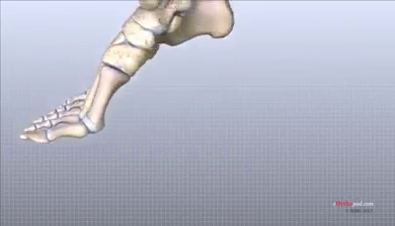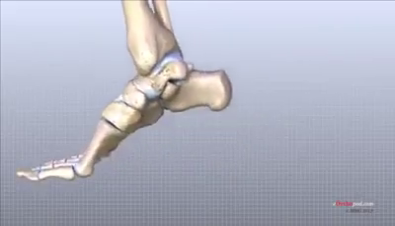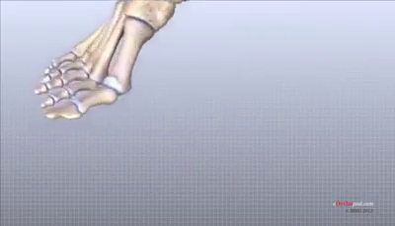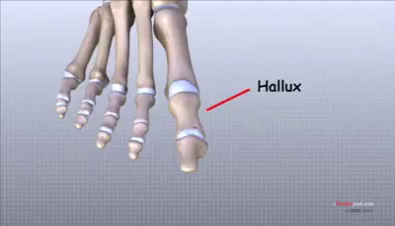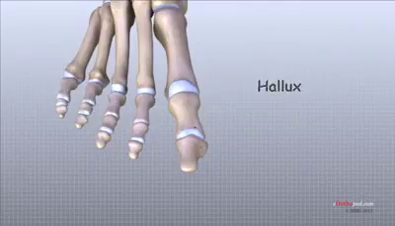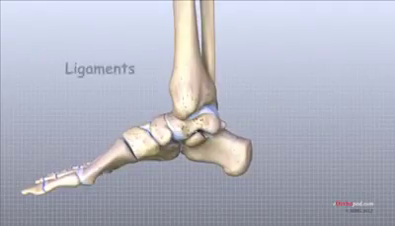Together, all of the MTP joints form the ball of the foot, and movement in these joints is very important for a normal walking pattern. The big toe or hallux is the most important toe for walking, and the first MTP joint is a common area for problems in the foot.